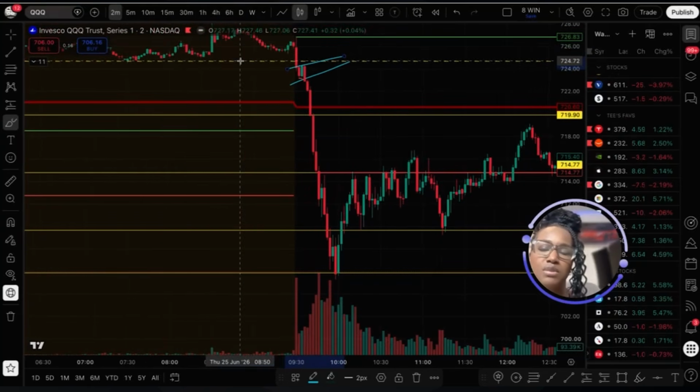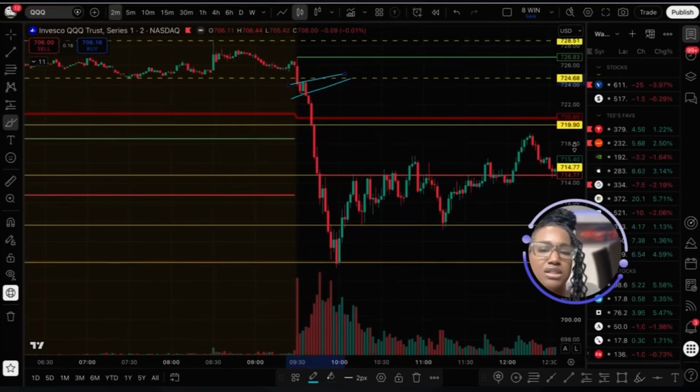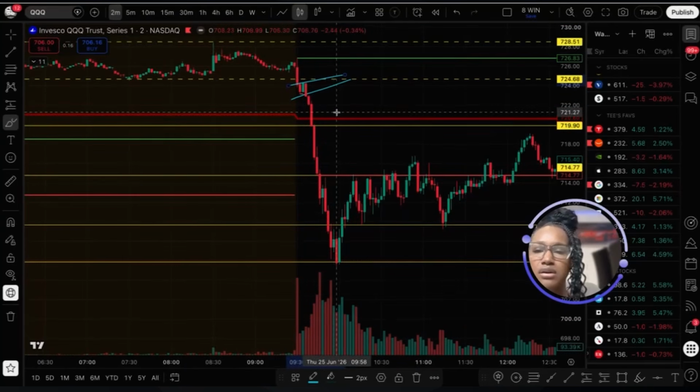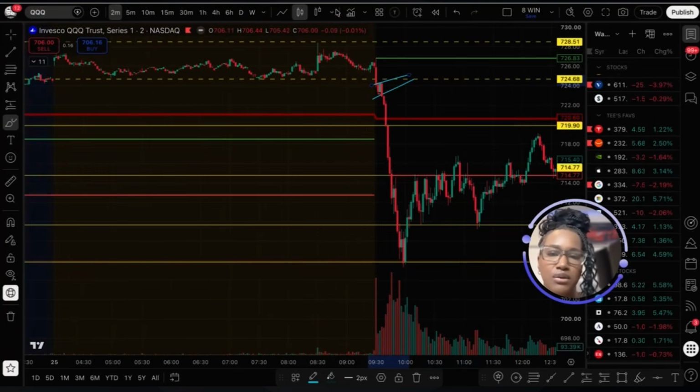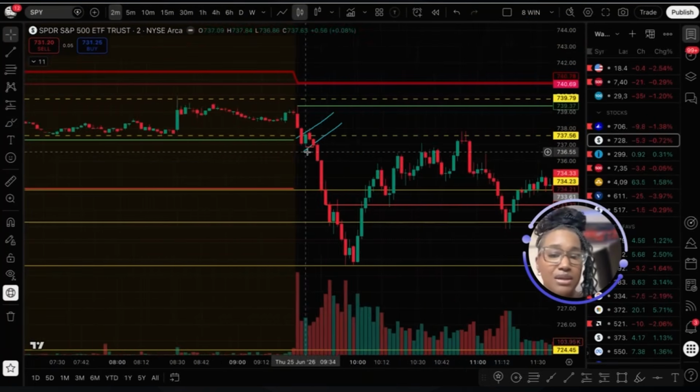But the beauty of it, my friend, is when you have your defined entry and your defined stop loss, the stress level is lowered a bit because you have your targets, right? You have your reason for getting into the trade, you have your reason to get out of the trade, all right? Now, once again, on that same day, look what SPY did.